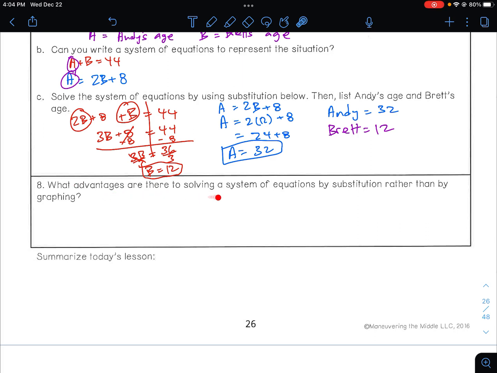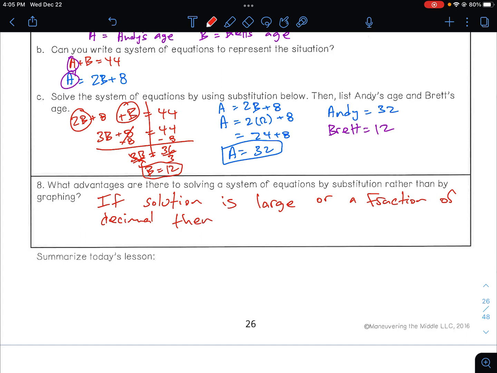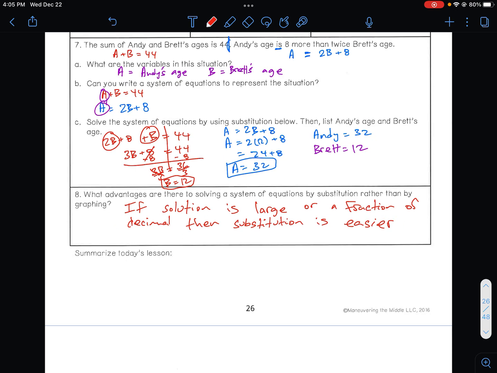So what advantages are there to solving a system of equations by substitution rather than graphing? We talked about it at the very beginning. If the solution is large, or even a fraction, or decimal, then substitution is easier.